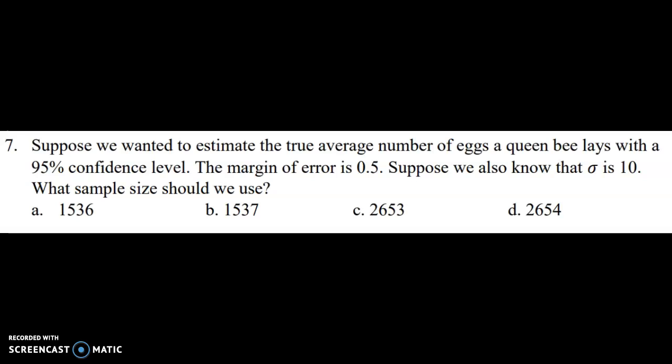Question 7. Suppose we wanted to estimate the true average number of eggs a queen bee lays with a 95% confidence level. The margin of error is 0.5. Suppose we also know that sigma is 10. What sample size should we use?